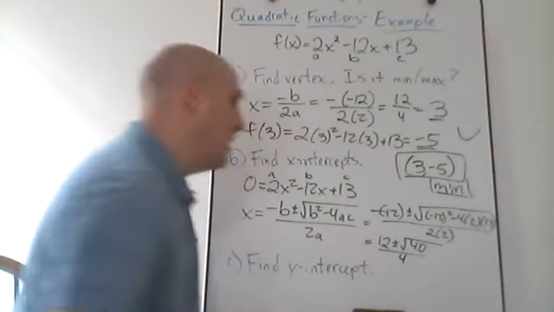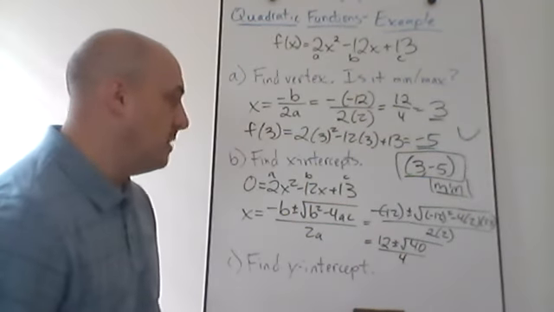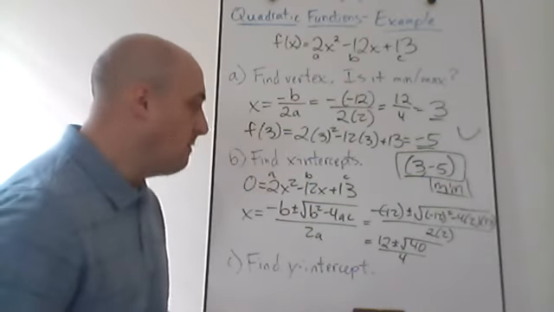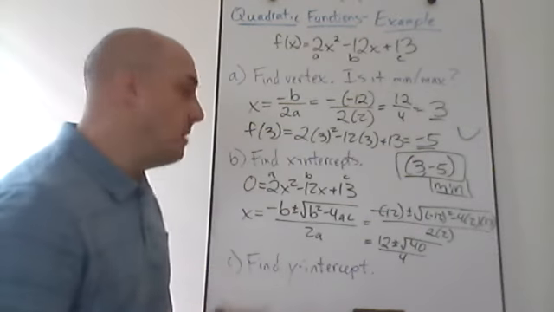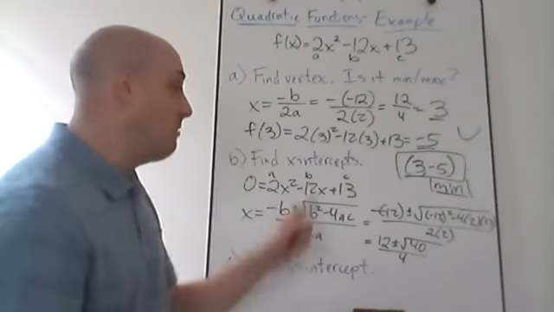And then 2 times 2 in my denominator is 4. So I get 12 plus or minus the square root of 40 over 4. Now, if my ultimate goal here is to graph this function, I need to know where to put the points on the graph for the x-intercept.